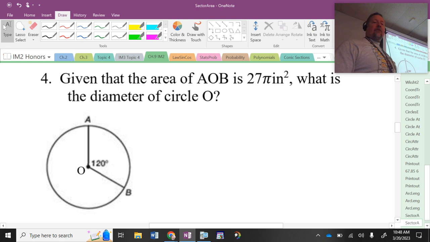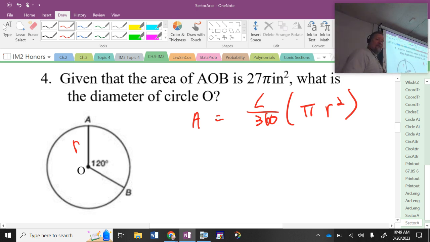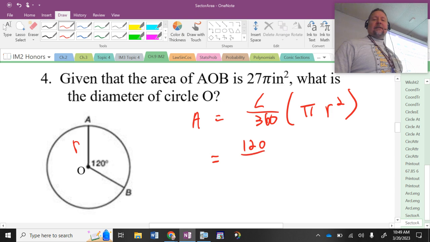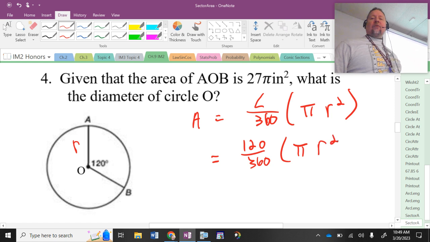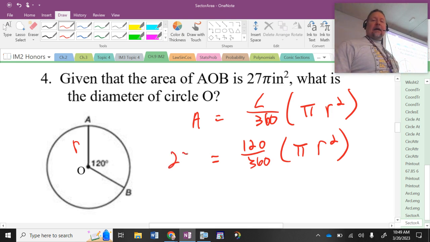This one says 27 pi inches squared. What is the diameter? Careful. What does r stand for? Radius. So the area of a sector equals angle over 360 times pi r squared. And basically you fill in what you know. Well, I know what the angle is. That's 120/360ths. That's the whole point. I want to find the diameter, so I have to find r. So that remains the unknown. Oh, I have 27 pi as the area, so I can plug it in.